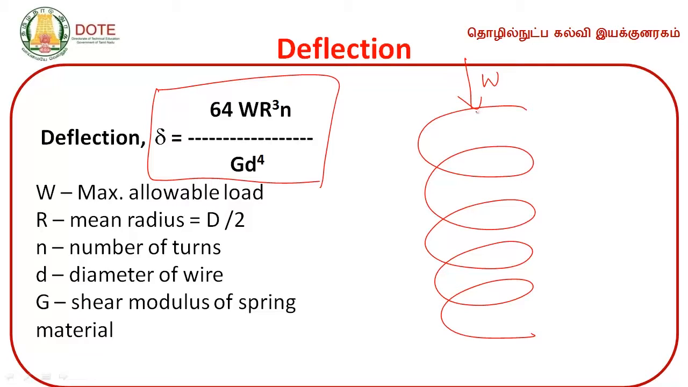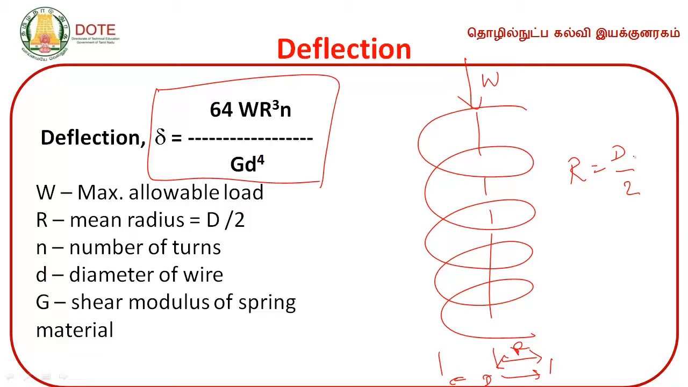Imagine this is the axis. So what is the mean radius? This is going to be R, the mean radius. It is nothing but the diameter of the spring divided by 2. R is equal to the mean diameter of the spring divided by 2.